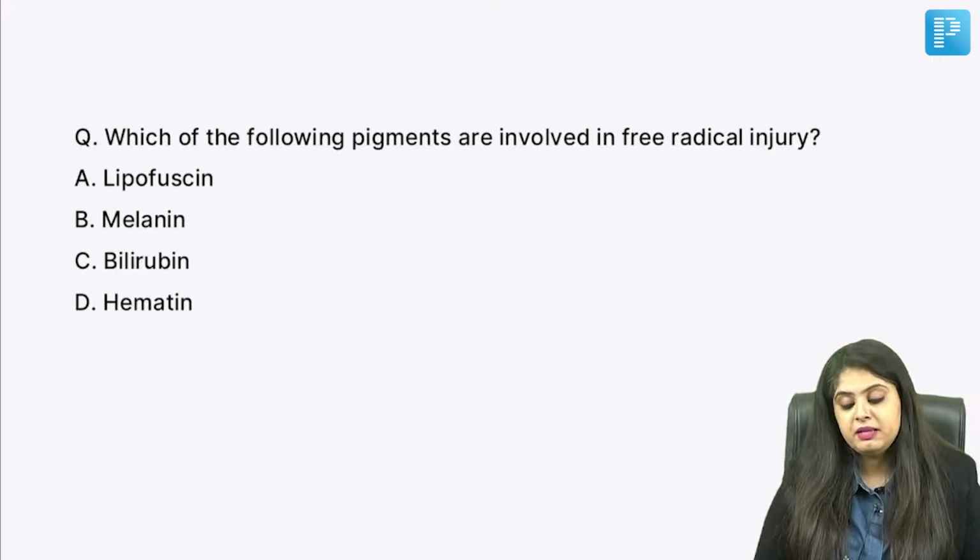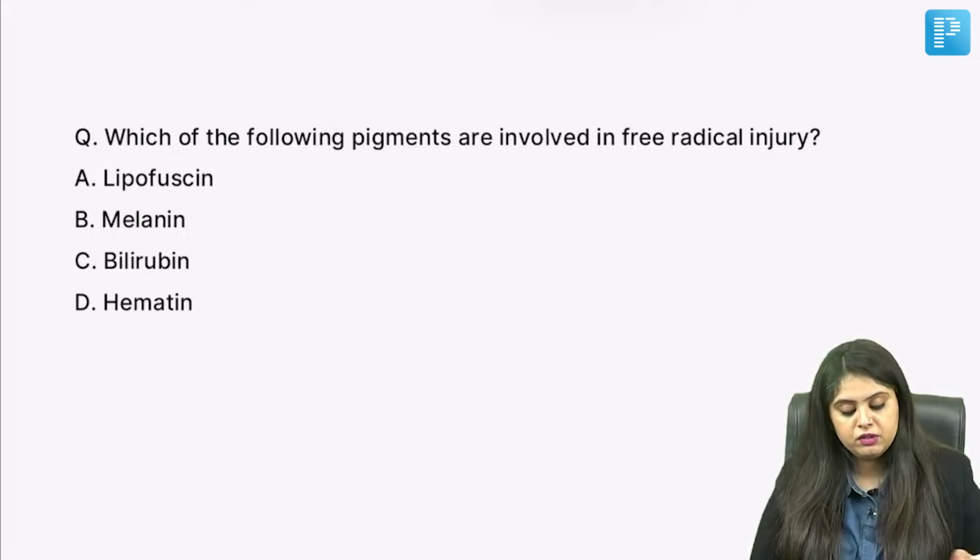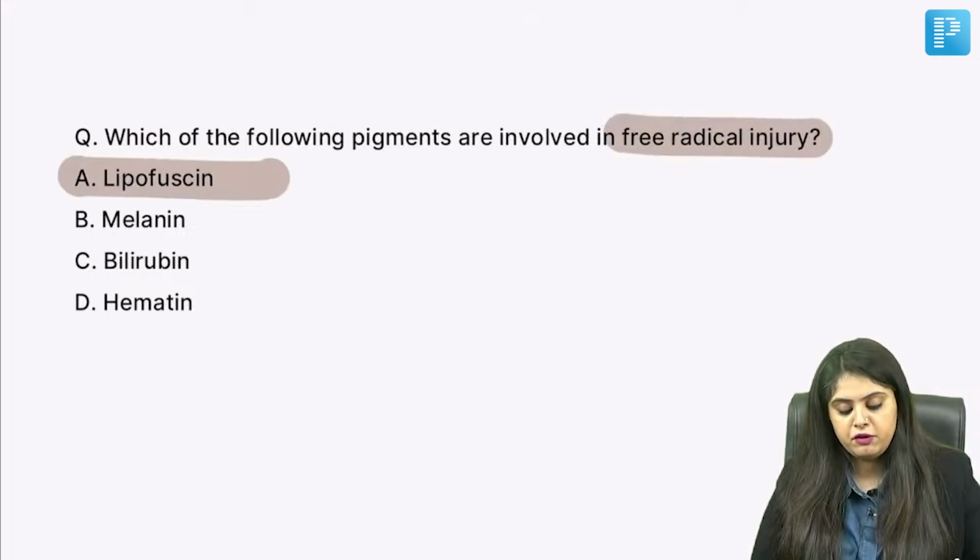Which of the following pigments are involved in free radical injury? Quickly, this is something which is going to be very simple for you now. What is involved in free radical injury? Ma'am, it causes lipid peroxidation. Because of lipid peroxidation, it is going to lead to the formation of lipofuscin. I think we know that.